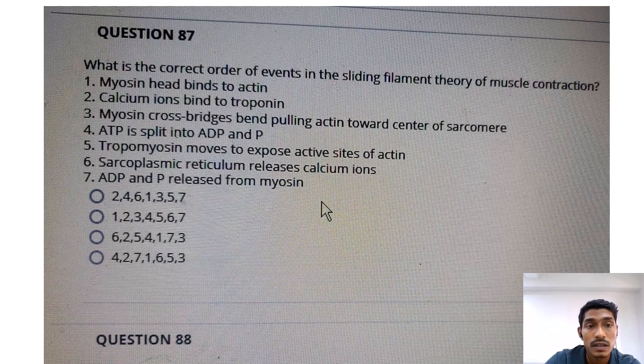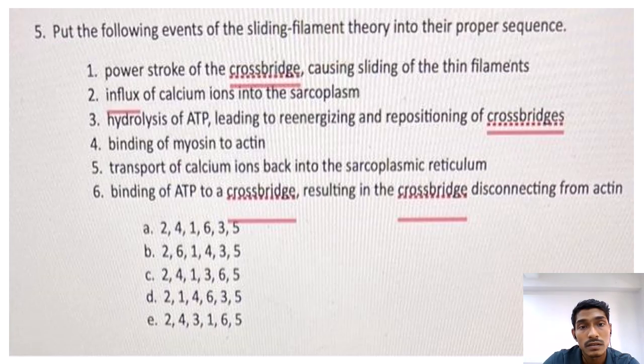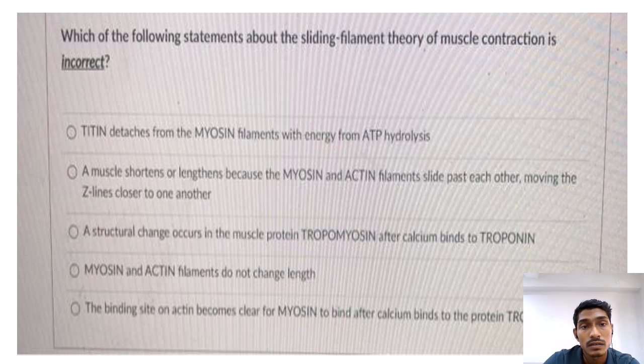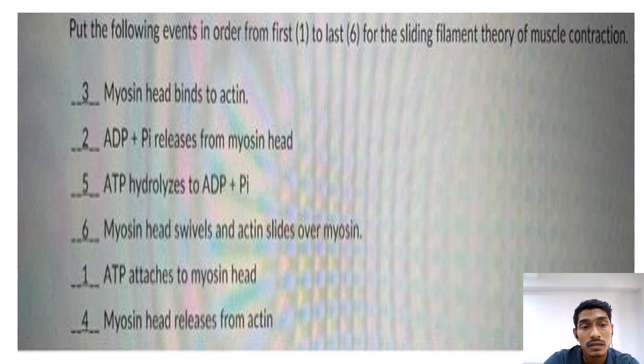Let's see. Now there are some questions, previous year questions that already came in UGC NET, that I have given here. The common question in NEET is the sequential question. The examiner will ask what is the sequence of the sliding filament theory. This type of question is generally asked. There is another question, which is also a sequential question. The options will come like this also. So this is another question, and this is the last question.